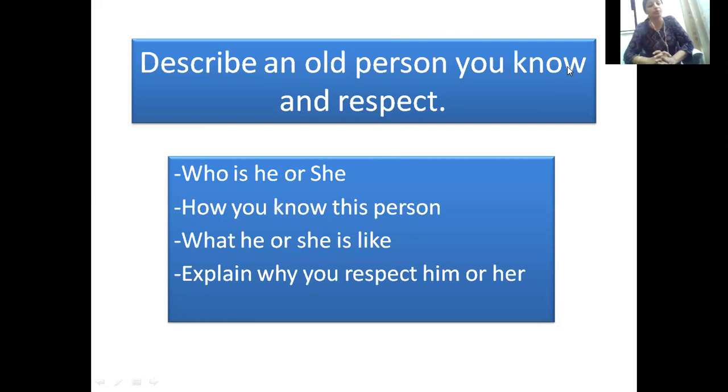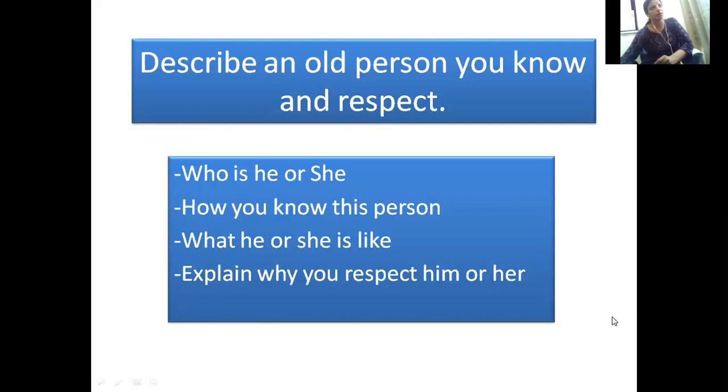Today we are going to know more about a cue card, which is: describe an old person you know and respect. You can see the cue card written in front of your screen. It is very clear that they are asking us about an old person whom you know and respect. The sub-questions they have given us are: who is he or she, how you know this person, what he or she is like, and explain why you respect him or her.